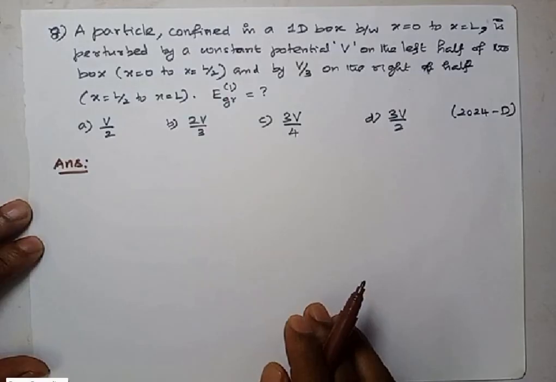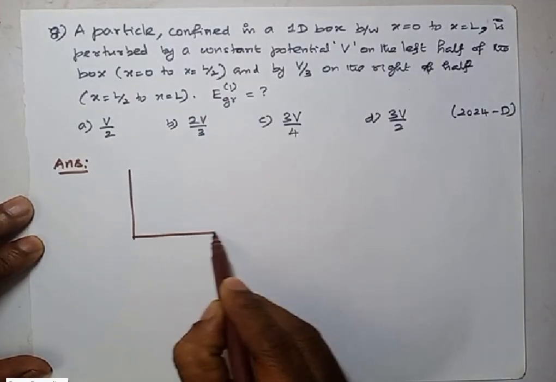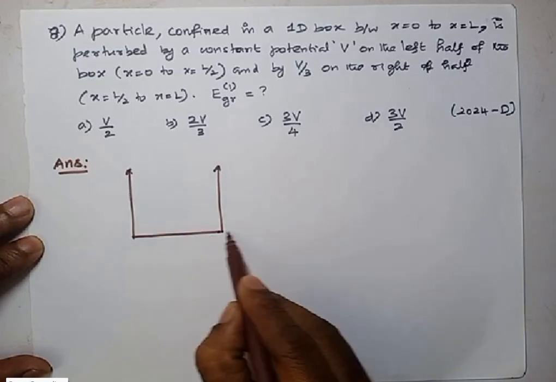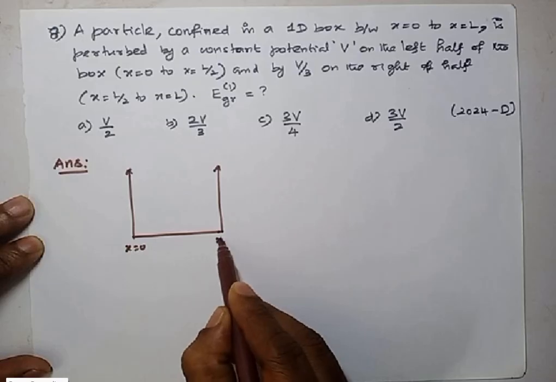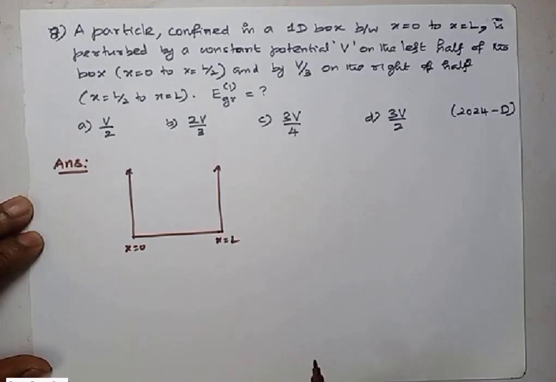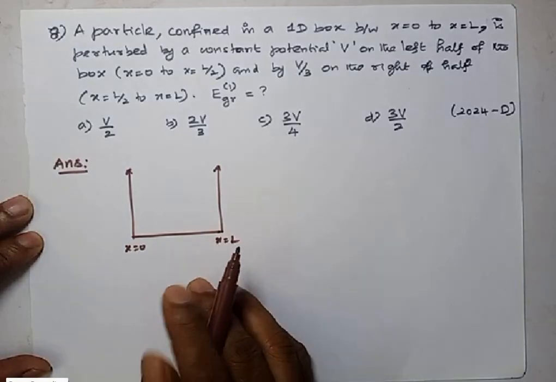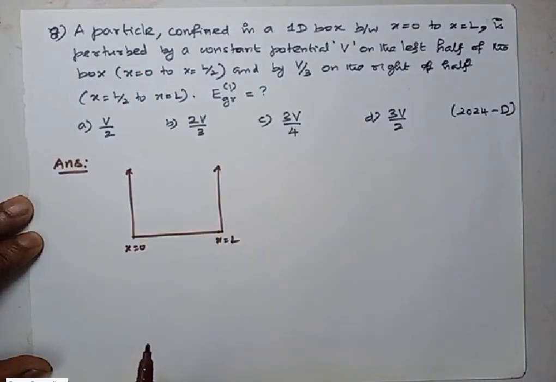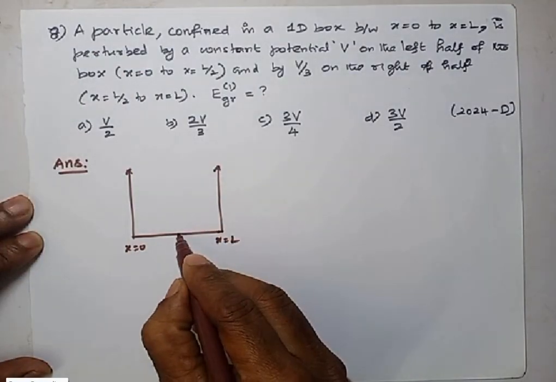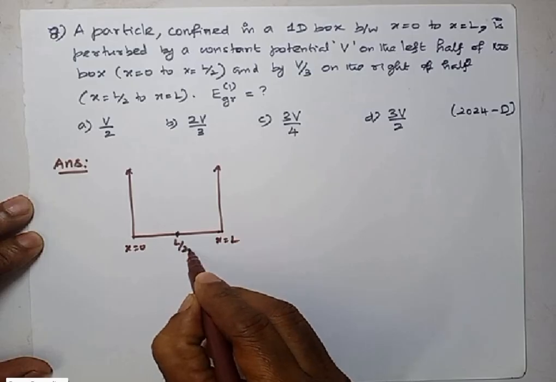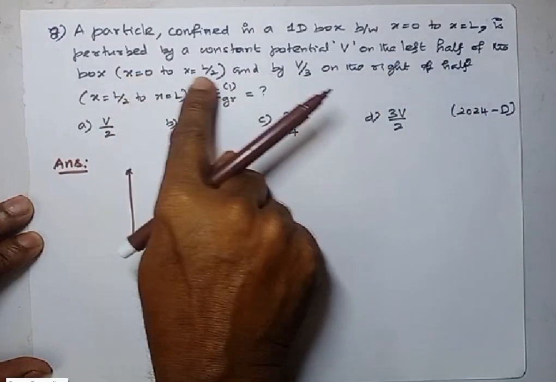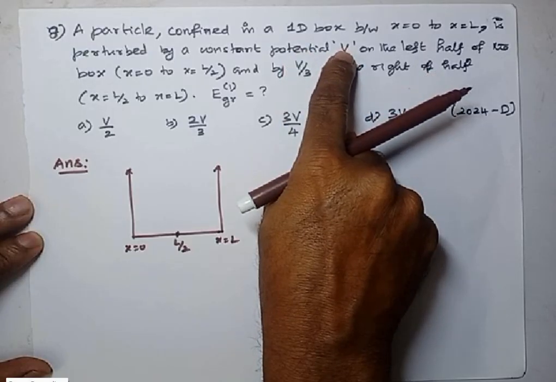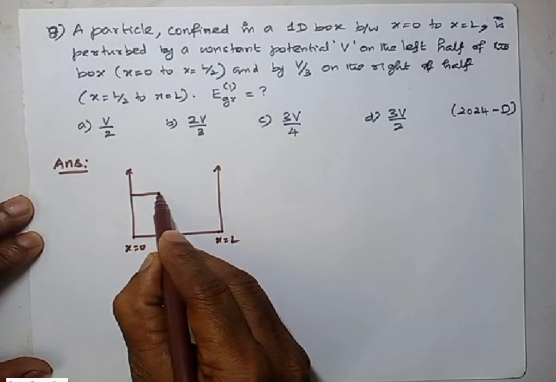Since it is a 1D box, you know very well that in the normal 1D box, the x value for the box is 0 to L, and outside the box the potential is infinite. But in this problem, there is a perturbation. This is the middle of the box, say x equal to L/2. From 0 to L/2, the potential is not 0, but constant. The value of the potential is V.